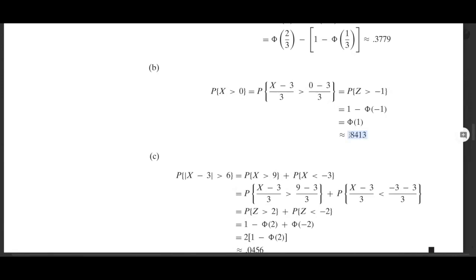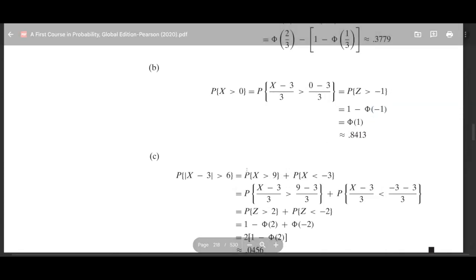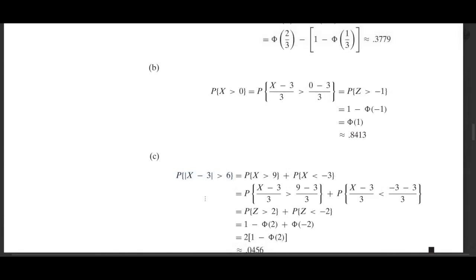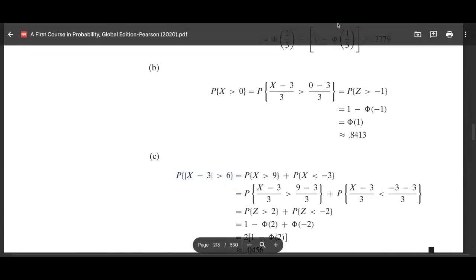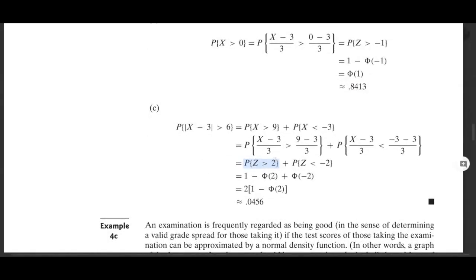But anyway, this one means to get the value from the table. So for this one, absolute value, z-score calculator. Okay. Now it is still so convenient. So x minus 3 greater than 6. We can also convert this, right? Convert into z-score as z greater than 2 or z less than -2. So do that. That's about 0.0456. Pretty small.